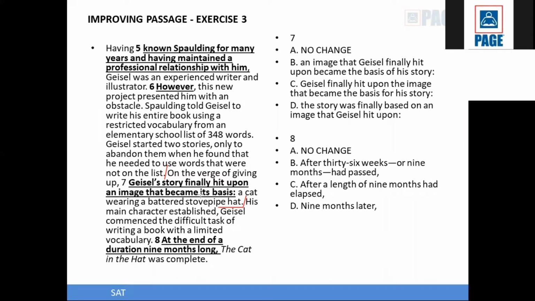Its basis, what's basis? So is it an image that Gazel finally hit upon became the basis of the story, or finally hit upon the image that became the basis of the story, or the story was finally based on an image Gazel hit upon? And the colon marks, which can be the answer. Gazel finally hit upon an image. There is some error in the sentence. Image that became its basis. What's the basis? Whose basis? On what basis?